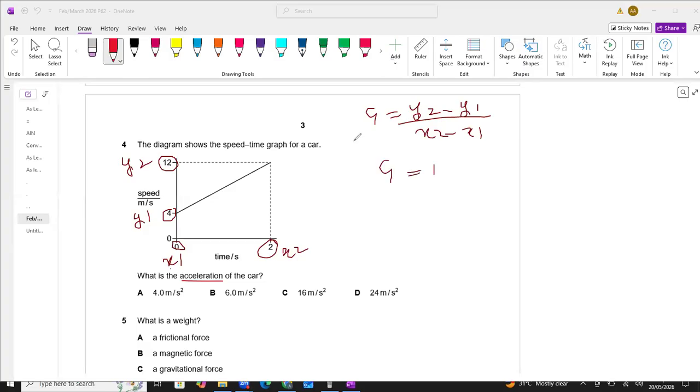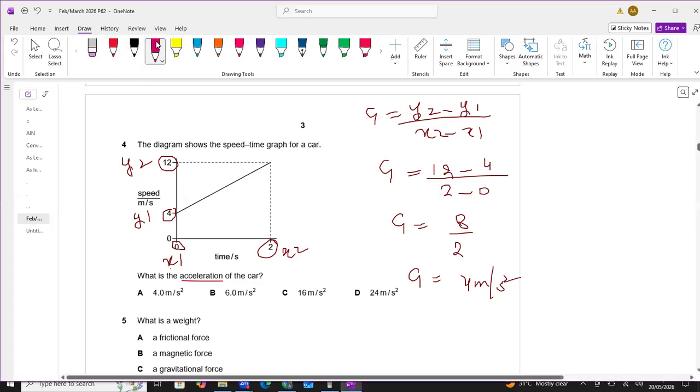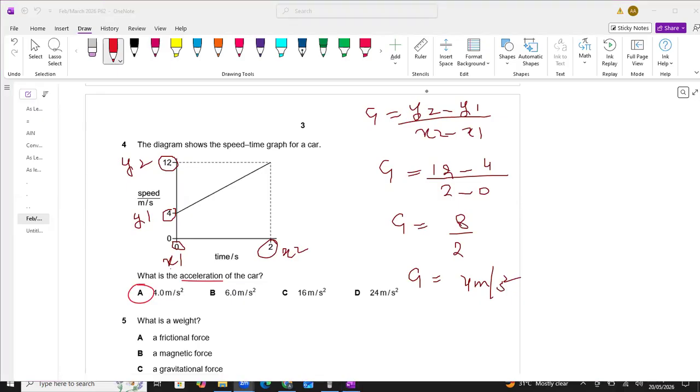All right, so y2 is 12 minus y1 is 4, then 2 minus 0. So 12 minus 4, we will get 8, divided by 2. So the gradient, or we can say acceleration, is 4 meter per second square. All right, students, acceleration is 4 meter per second square. So A is the correct answer. Well done, students. Is it clear to you, everyone?